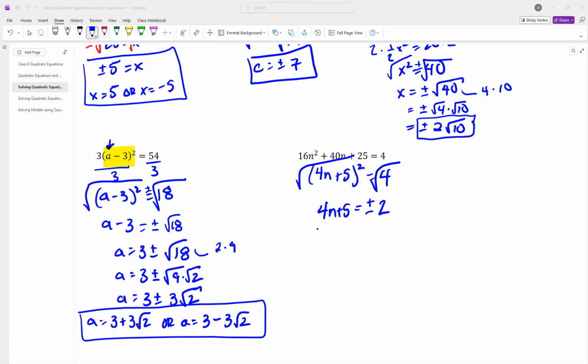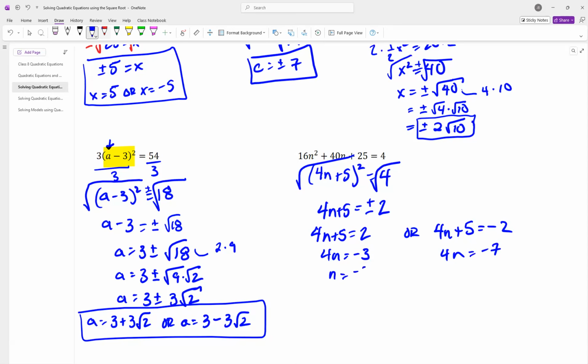This is a little bit more complicated. You could subtract 5 divided by 4. This one, it might be easiest to break it into two equations because you have two things going on here. So break it into 4n plus 5 is equal to positive 2, or 4n plus 5 is equal to negative 2. Solve each one. 4n is equal to subtract 5, you get negative 3. Subtract 5, you get negative 7. And then divide by 4, n is equal to negative 3/4, or n is equal to negative 7/4.